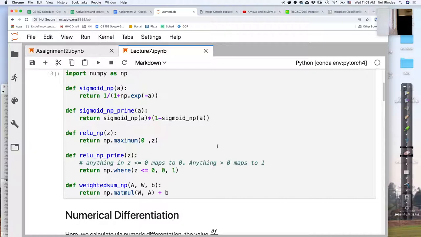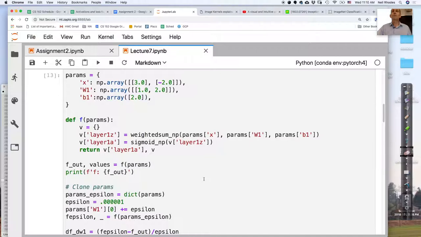The way to do that is we can use a NumPy where, and we provide a predicate. If z is less than or equal to 0, we want 0, otherwise we want 1. And the nice thing is that it works on our array all at once. For our use, we don't really care about the speed. What we care about is the ease of being able to work with arrays rather than individual values. And then our weighted sum is just a matrix multiply, WA.